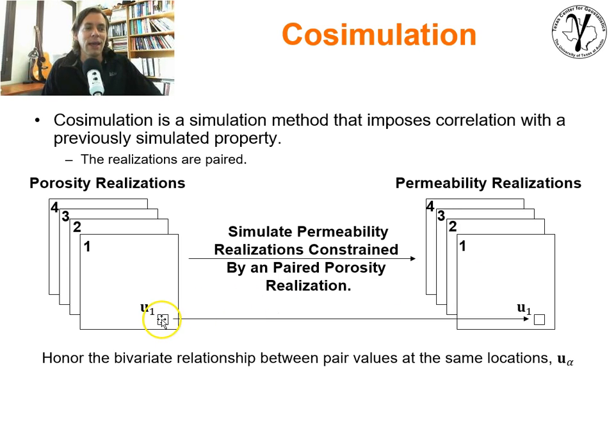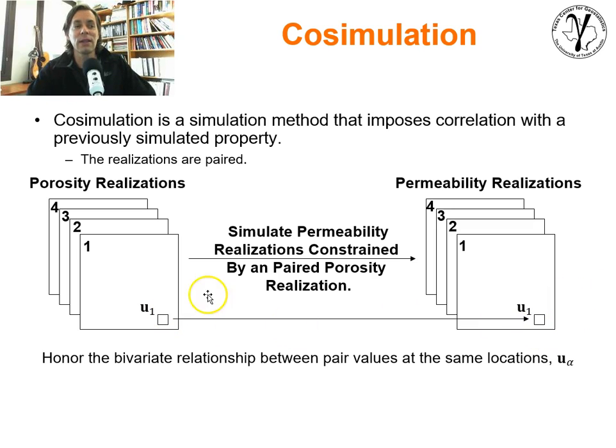If we were to look at the simulated value at location U1, a location within this model, it will be paired up with the previously simulated value of porosity, and that will be used to constrain what happens in the simulation of permeability based on the strength of the correlation. And you will enforce the bivariate relationship, correlation coefficient, the shape of the scatter plot between porosity and permeability, to be enforced at each one of those locations.